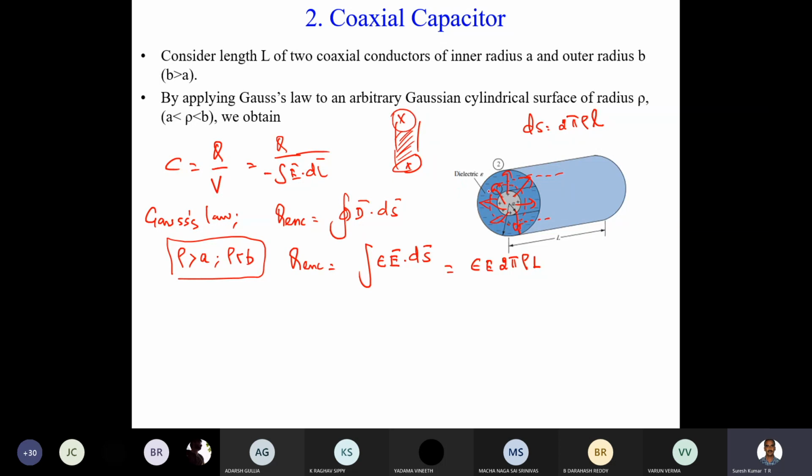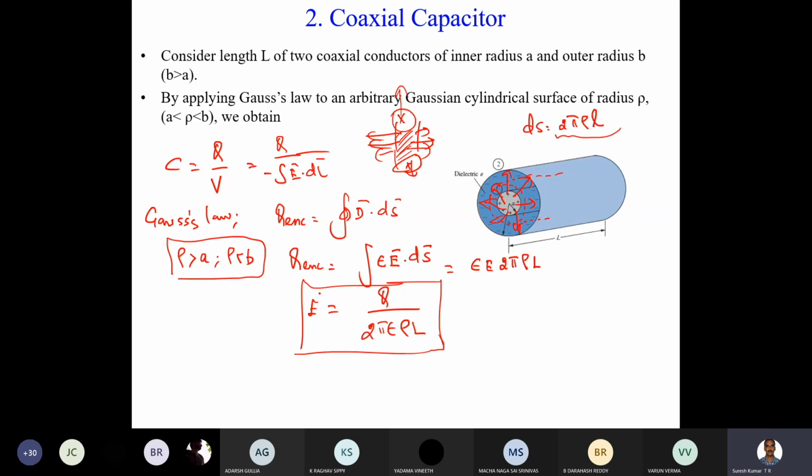The reason is the electric field is going to pass through only the side walls, right? It's not going to pass through the top and bottom. So that's why we are only considering the surface area of this curved surface, that is 2 pi radius multiplied with the height. Is it clear? So this will be the total charge enclosed. From this, we can write the equation for electric field. So electric field equals Q over 2 pi epsilon rho L. You have the equation, right? So you got the equation for electric field.